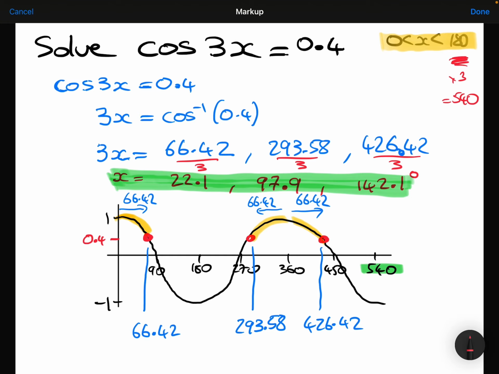Because I knew that I was going to be dividing by 3 at the end. So I knew that when I got answers that were 426.42, I knew when I got these huge answers, that was fine, that was good. I wanted those because I knew I was going to divide by 3 at the end.